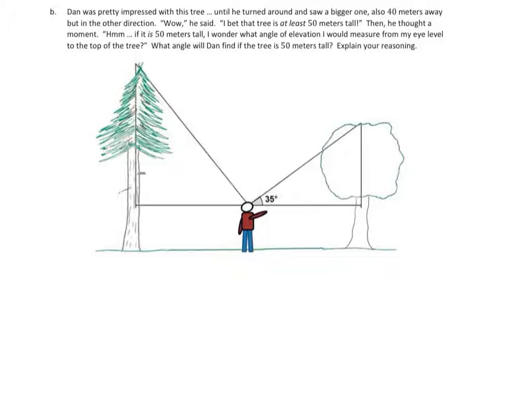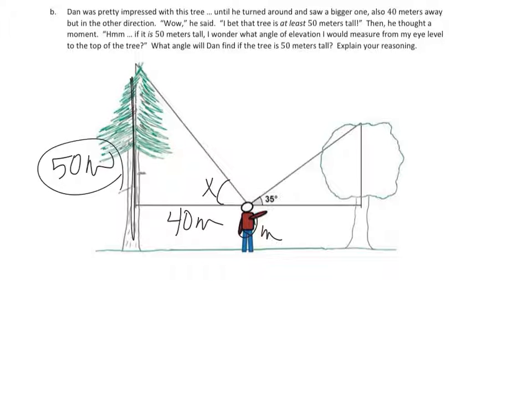So Dan was pretty impressed with this tree until he turned around and saw a bigger one, also 40 meters away, but in the other direction. Wow, he said, I bet that tree is at least 50 meters tall. Then he thought a moment, if it is 50 meters tall, I wonder what angle of elevation I would measure from my eye level to the top of the tree. What angle will Dan find if the tree is 50 meters tall? Now, I understand Dan is 2 meters tall, but let's just stick with 50 meters for the height of the tree and not worry about that 2 meters. It's just going to make our calculations a little bit easier.